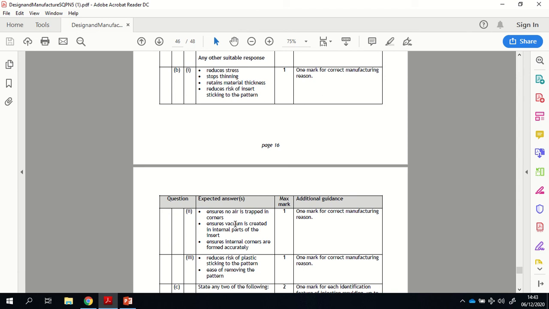As the plastic is, if it's quite a complex tray and you've got internal shapes, where you've got the corner, although it's rounded, you want the air to be removed from there so it pulls it into that particular area of the pattern. And that's explained there. Ensures vacuum is created in internal parts of the insert. Ensure that no air is trapped in the corners. That's obviously another good reason. And ensure internal corners are formed accurately. So 3 acceptable answers.